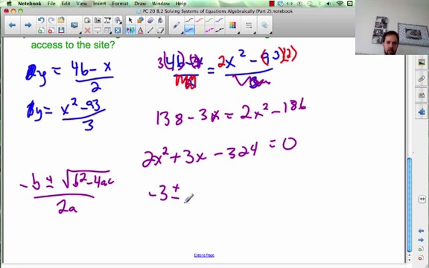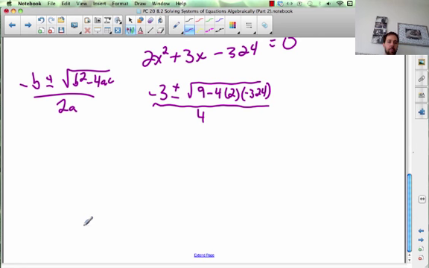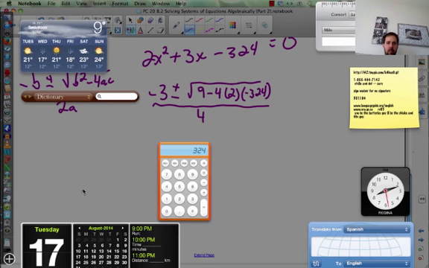So we don't want them in there. So negative b is negative 3 plus or minus square root. b squared is 3 squared, which is 9, minus 4ac. a is 2. c is minus 324. So we're going to get a large number in there. All over 2a, which is 2 times 2, which is 4. Alright. Negative 4 times 2 times negative 324. 4 times 324 times 2 equals 2592.